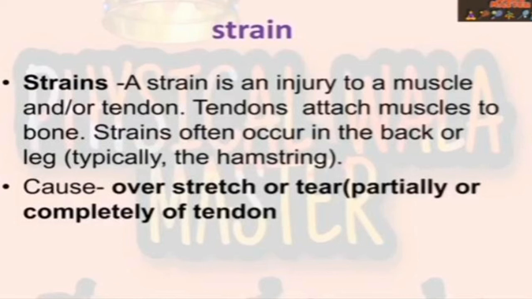Now we'll see the word similar to strain, that is sprain. It is a ligament injury. It may occur due to overstretching or tearing of a ligament. Many things can cause sprain. Falling, twisting, or getting hit can force a joint out of its normal position. It can cause the ligament around the joint to tear. Generally, sprain occurs at the wrist joints and ankle joints.